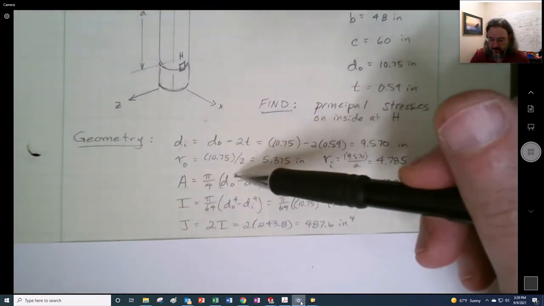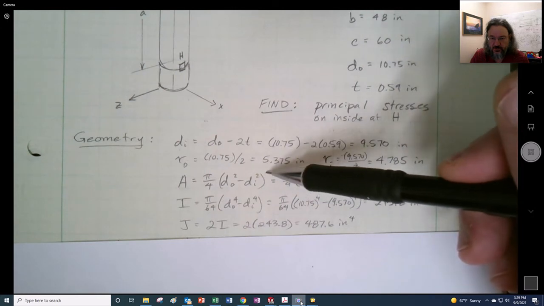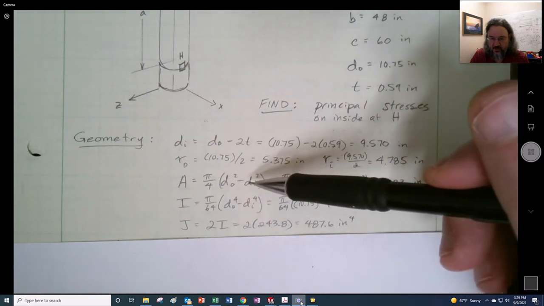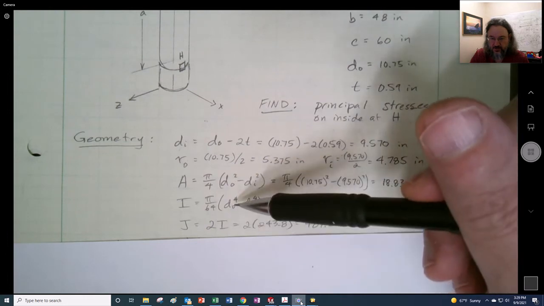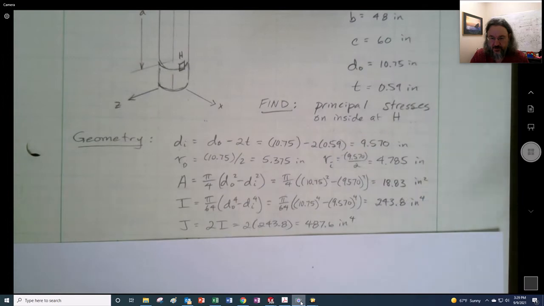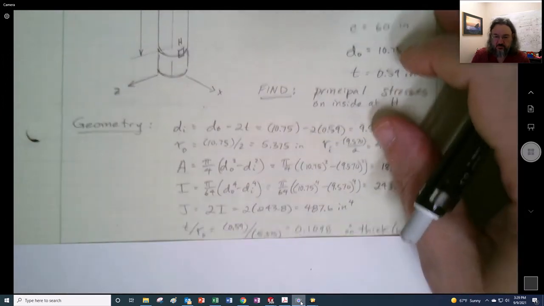I get the area. A common mistake to make is to square the difference out here. You need to square them individually. And the same thing here: use this to the 4th and that to the 4th when you get to the area moment of inertia.